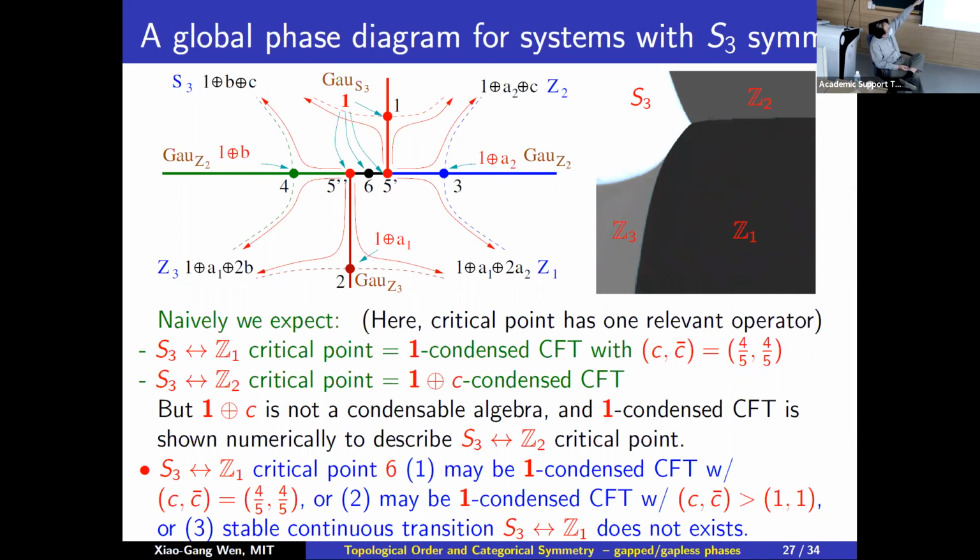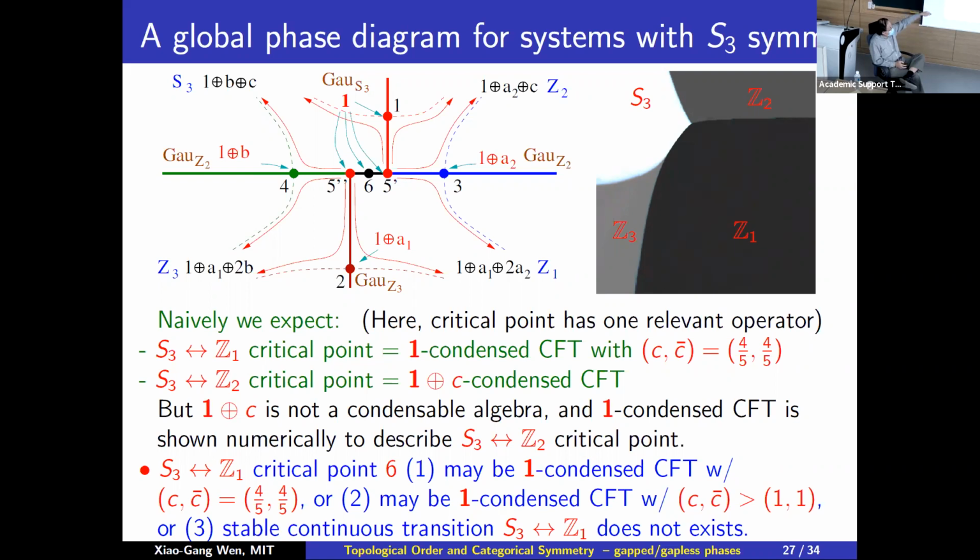From S3 to Z2, you can look at this. And these two algebra share 1 plus C. You know, 1 plus C is shared by these two algebra. So therefore, their phase transition should be this 1 plus C condensation. But amazingly, for S3 symmetry, 1 plus C is not a condensed algebra. They do not satisfy that condition. It's missing. This 1 plus C is missing as a valid condensed algebra. So this puzzle, you know, what describes S3 to Z2 transition?